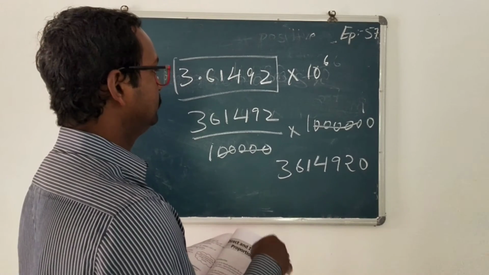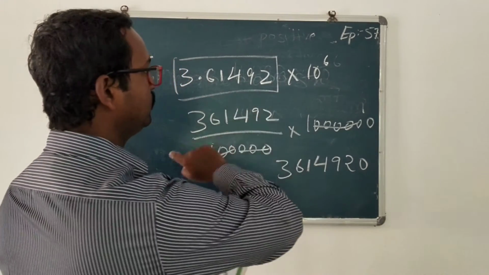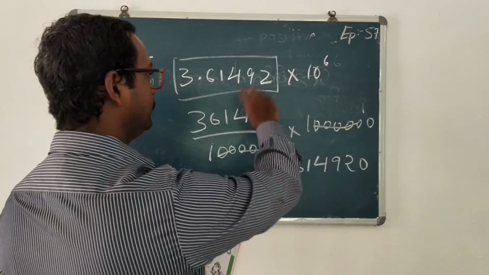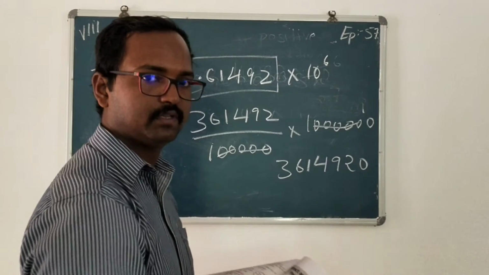Okay, but just for your understanding, remember it. Just move the positions, and if there is not sufficient position left, then just put 0. That way also you can understand. Okay.